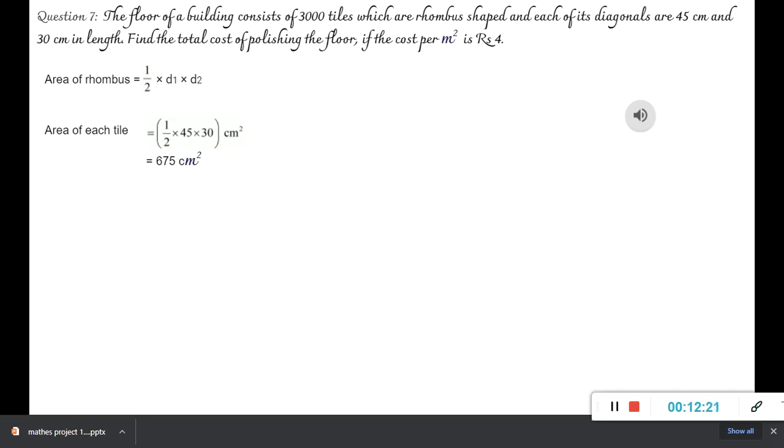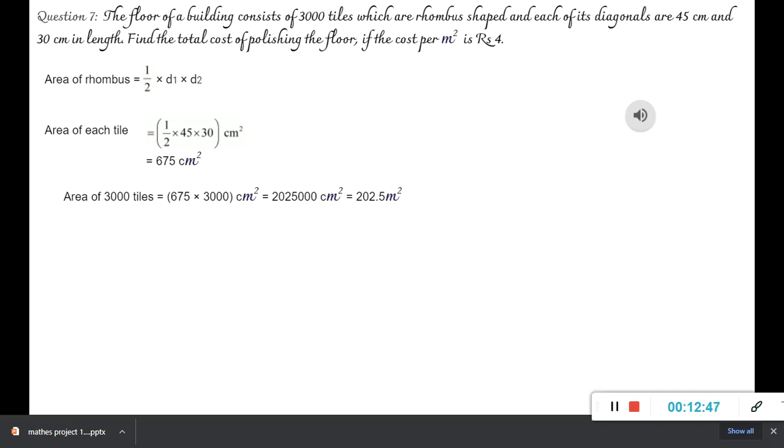So first we should find the area of 3000 tiles. So that is equal to 675 into 3000. That is equal to 20,25,000 centimeter square. Now we have to change it into meter square. How? Divided by 10,000, 100 into 100. Why are we converting it into meter square? Because the cost is given per meter square is rupees 4. So that is why the area should be in meter square.